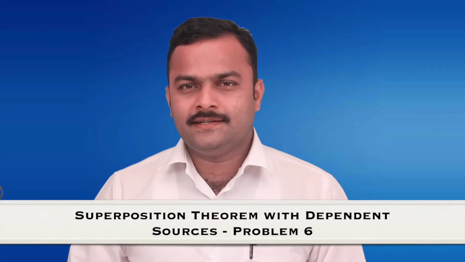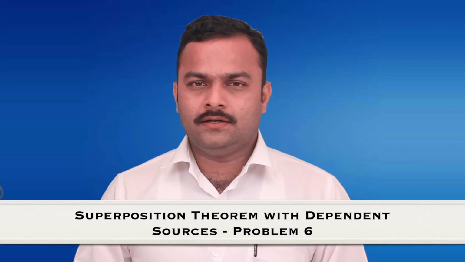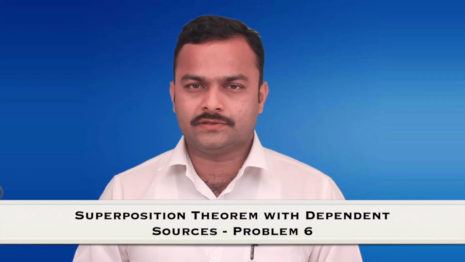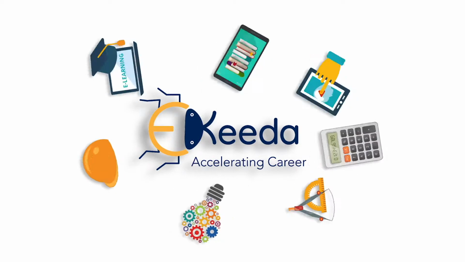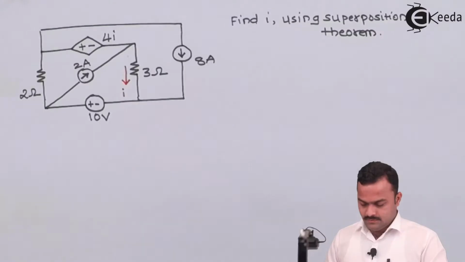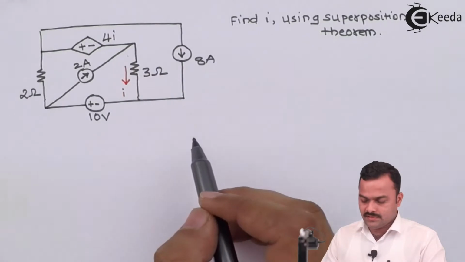Hi friends, in this video we are going to see how to apply superposition theorem in a circuit consisting of a combination of dependent and independent sources. So here is the problem. We are supposed to get a current I using superposition theorem.